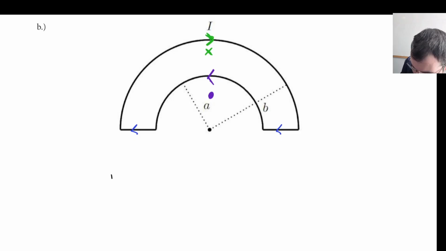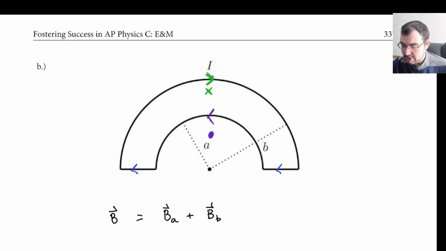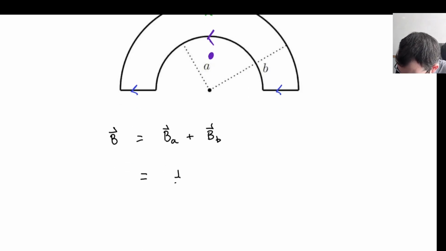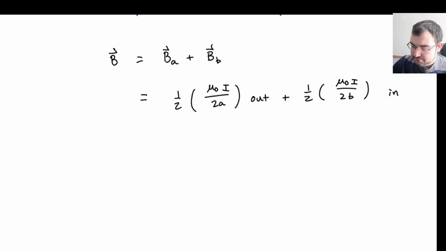So once again, I do know that my B is going to be B from the inner loop plus B from the outer loop. And these are semicircles, so I have to remember to half it. So for my loop of radius A, it's mu naught I over 2A, and that is an out of the page B field. And then same thing, I want half of a circle of radius B for my into the page B field.